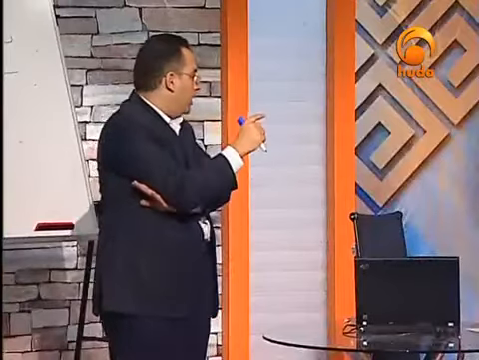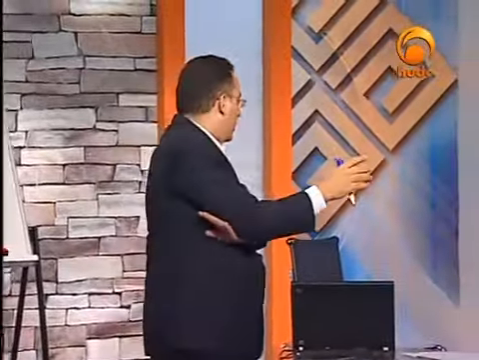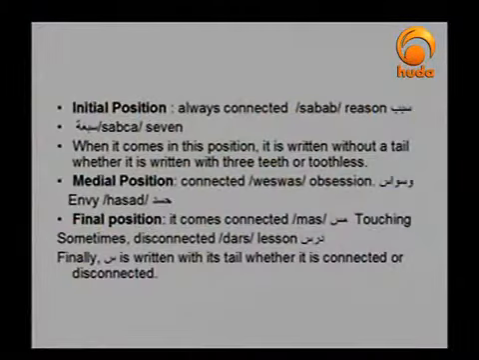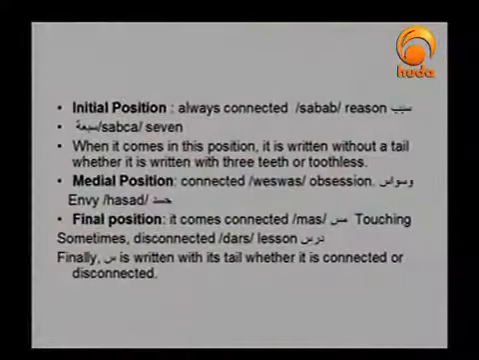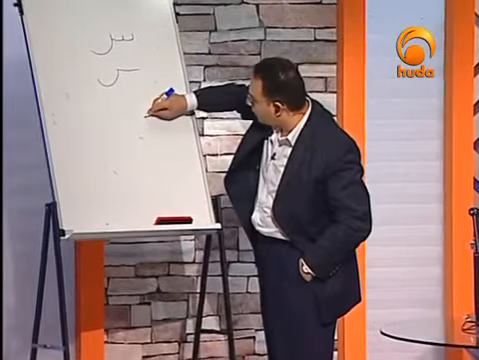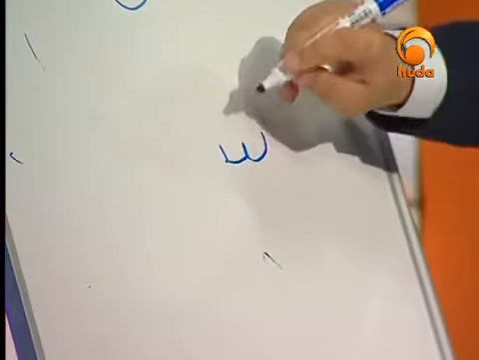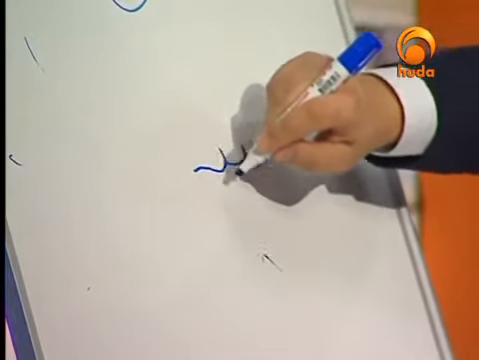Now let's move on and read how we can write this sound in different positions inside the word. When it comes to the initial position, it is always connected. In this position it's written without a tail, whether it's written with three teeth or toothless. That is very important to keep in mind, since we don't see it disconnected in initial position. Let me give you one example, the number in Arabic, sab'a. Let me write that here. We have three teeth, as I said before, and then we have ba.